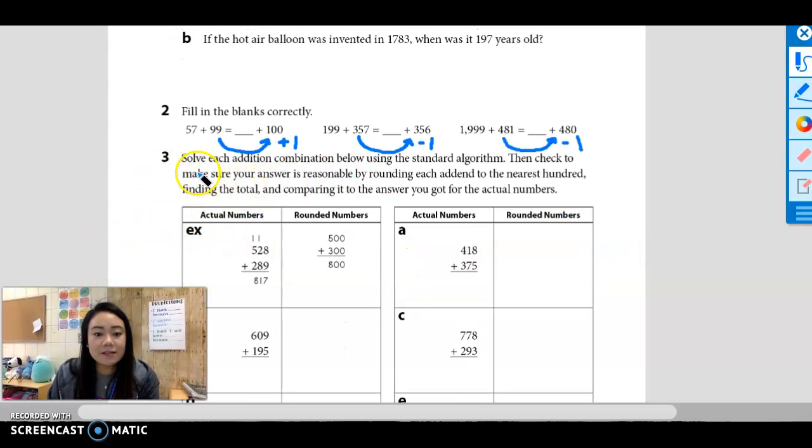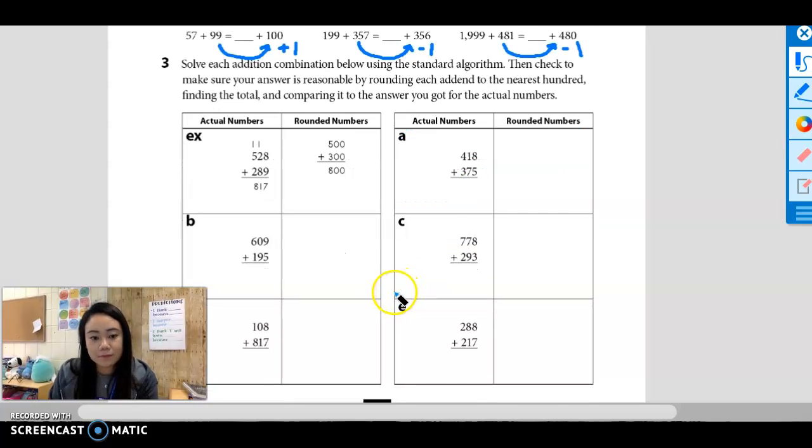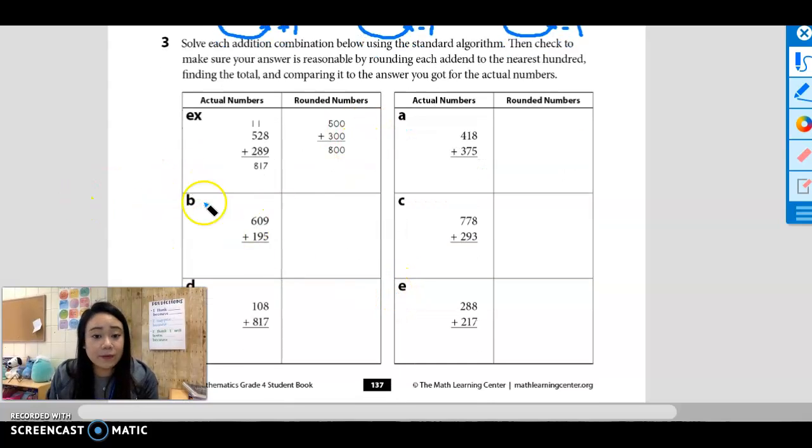And then number 3, solve each addition combination below using the standard algorithm. Then check to make sure your answer is reasonable by rounding each addend to the nearest 100, finding the total and comparing it to the answer you got for the actual numbers. That seemed really wordy, but what it's doing is just asking you to solve it and then round it and then to double check your answers.